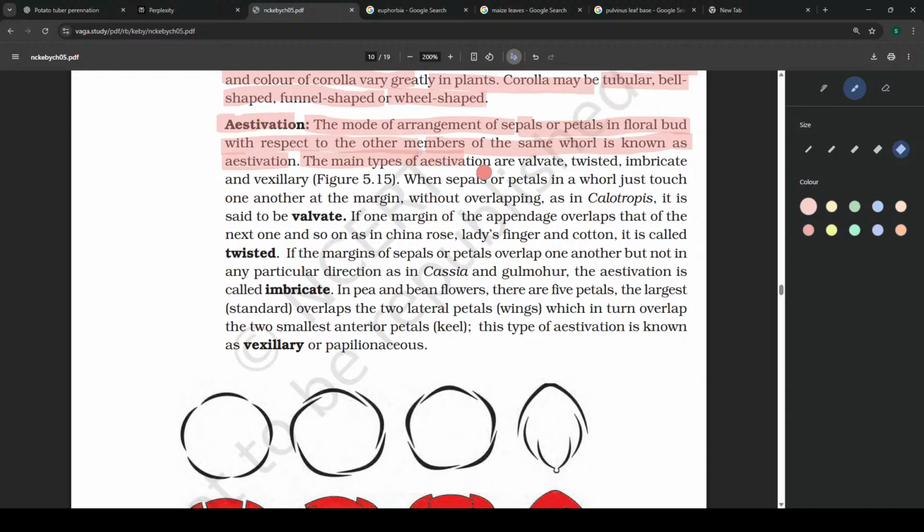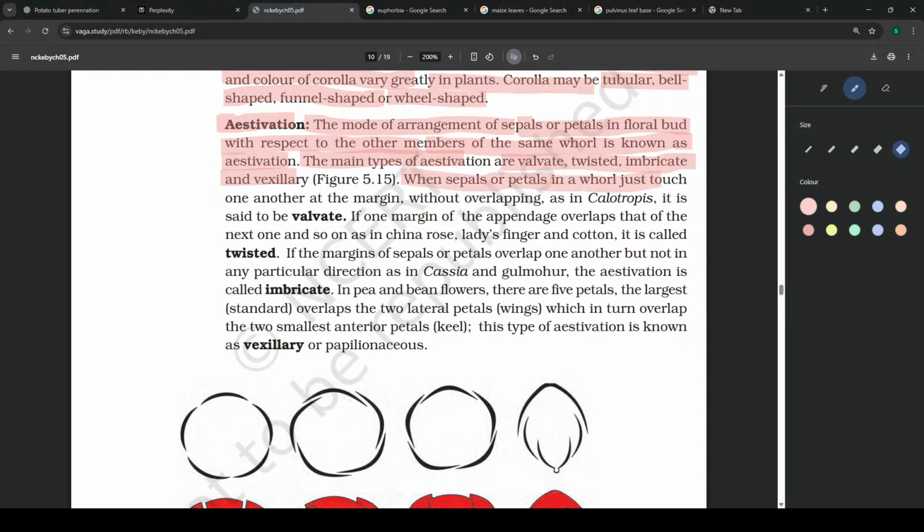The main types of aestivation, there are four types: valvate, twisted, imbricate, and vexillary. Four types. The first one is valvate aestivation, second one is twisted aestivation, third one is imbricate aestivation, and fourth one is vexillary aestivation.